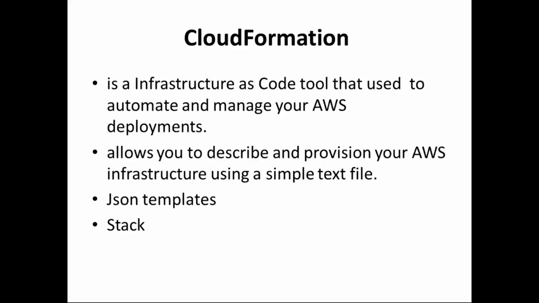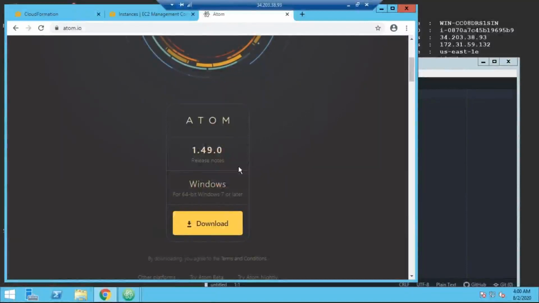So why are we using CloudFormation? If we want to create a lot of resources at a time, creating them through the AWS console will be time consuming. So we can create these resources using a JSON template. The group of resources is called a CloudFormation stack. Now I am going to show a lab session.